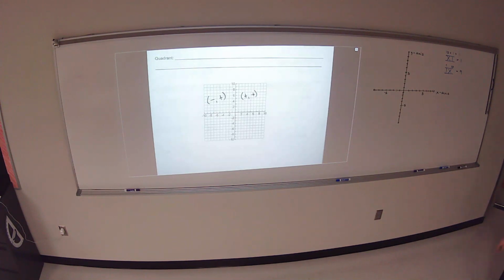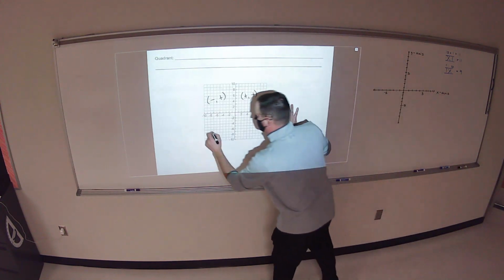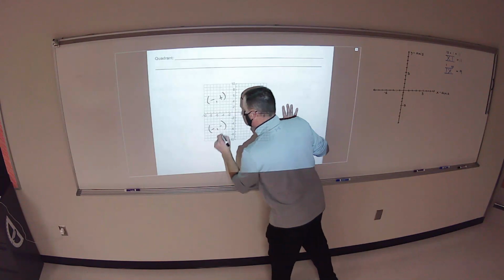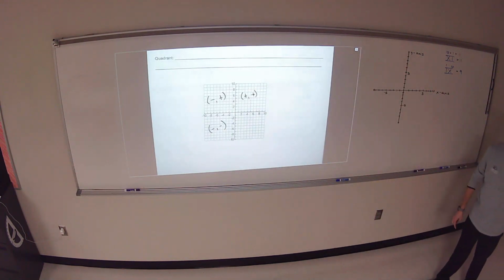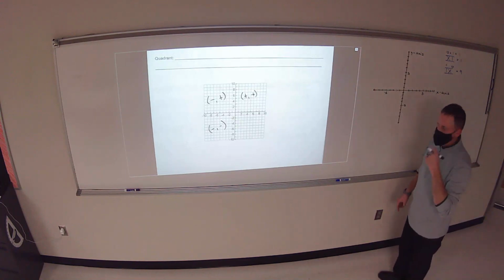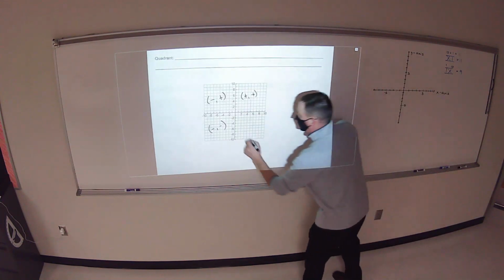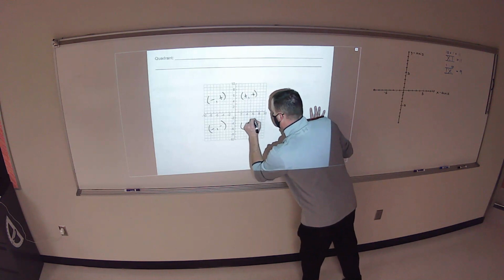Okay? What about quadrant 3? Both of them are going to be negative. In order for me to be in quadrant number 3, both of these need to be negative. How am I going to end up in quadrant number 4? Caitlin? The first one's positive and the second one's negative. The first one's positive and the second one is negative.